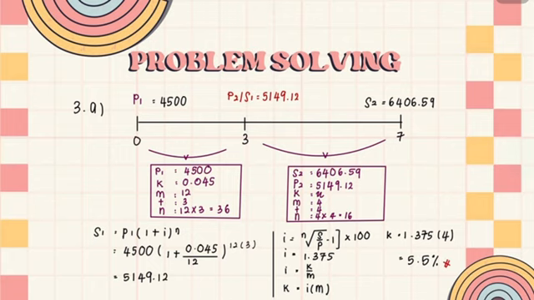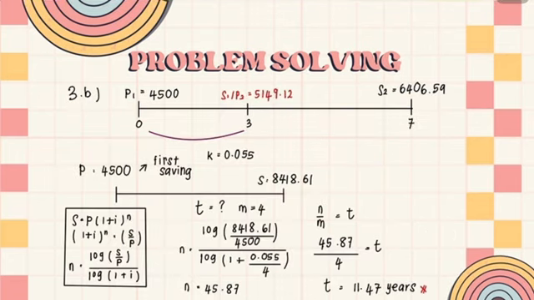As before, we need to draw a timeline from 0 years to 7 years, and in the middle of it, we need to put 3 years because the question says compounded for the first 3 years. As you can see here, we use formula S where P is 4,500, K is 0.045, M is 12, T is 3, and N is 12 multiplied by 3 equal to 36. So, the answer will be 5,149 ringgit 12 cents. So, use formula I equal to N-th root of S divided by P, minus 1, multiplied by 100. N is 16, S is 6,406.59, P is 5,149.12. So, the answer will be 5.5%.